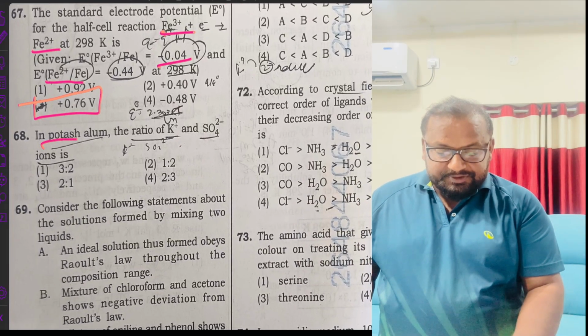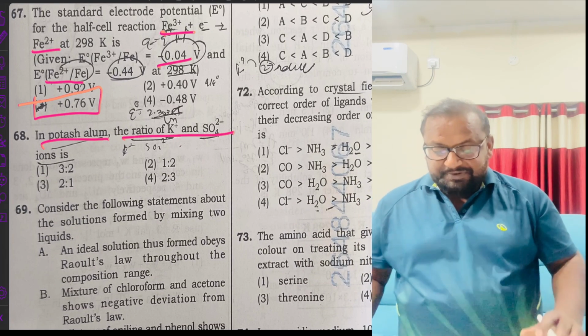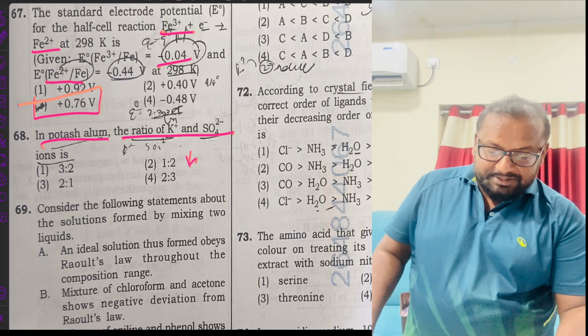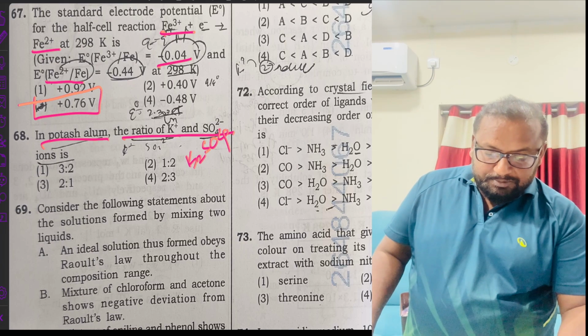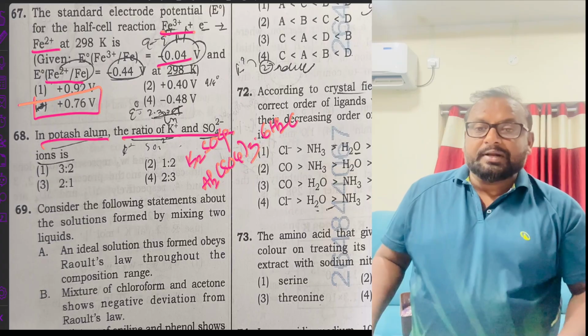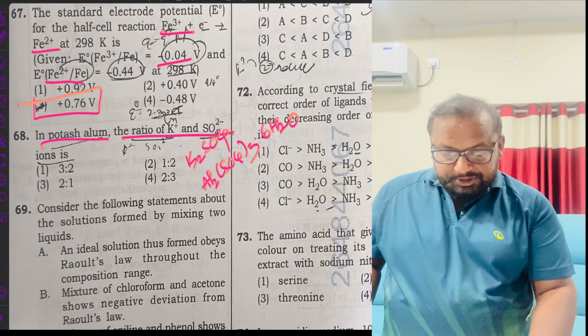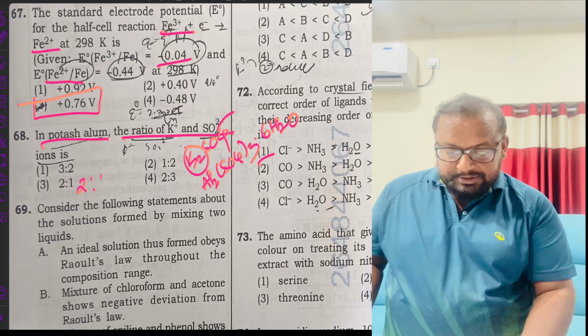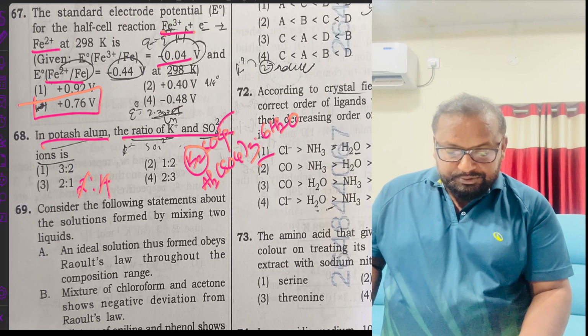Potash alum, ratio of potassium to sulfate ions is, this is also again surprising. Potassium sulfate, aluminium sulfate Al2(SO4)3 taken thrice, with 24H2O is known as potassium alum. So 2 potassiums are here. So 1 plus 3, 4 of these are there. So it will be 1:2.